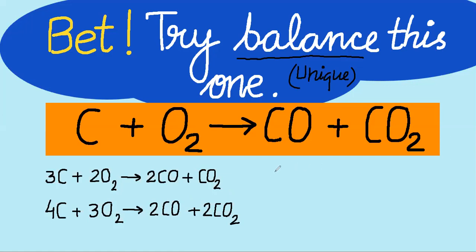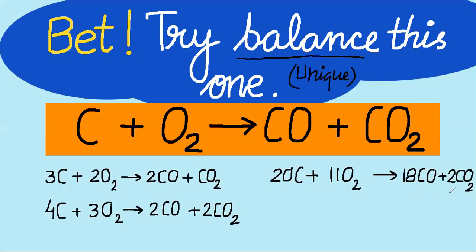Let's try something different. Let's try some 20. Let's put 20 carbon. And then let's say you take 18 carbon monoxide. And then you take 2 carbon dioxide. Now you can clearly figure out how many oxygen are there. 18, and then you have 4, 22. Then surely you'll get 11 O2. You see there are 22 oxygen on this side as well as on this side. You can clearly see there is no limit to the balancing.